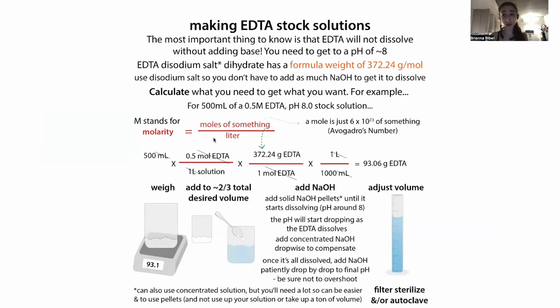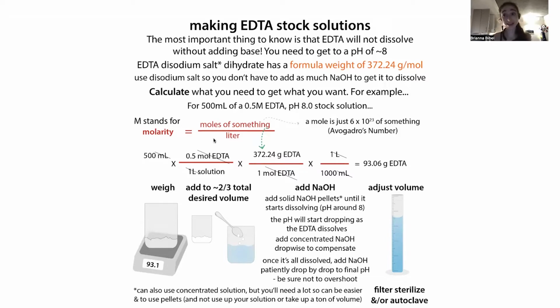Okay, then you have to figure out how much you want to make. If you look up recipes, they'll often make a liter, but that's probably just because of ease of calculations. That's a lot of EDTA, and I don't think you typically would go through that much EDTA very quickly, especially since it's a pain to make. But maybe you do use that depending on your applications, I guess.